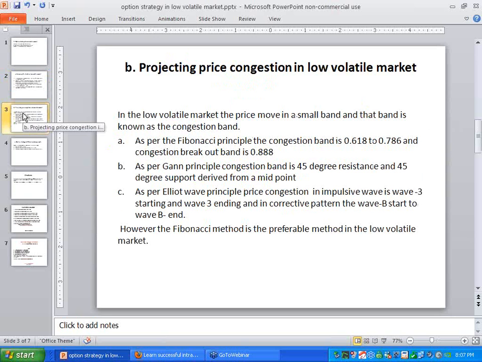Then we need to identify the price congestion. So what is price congestion? Already I have told you.